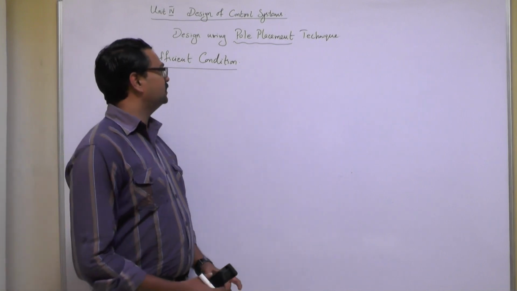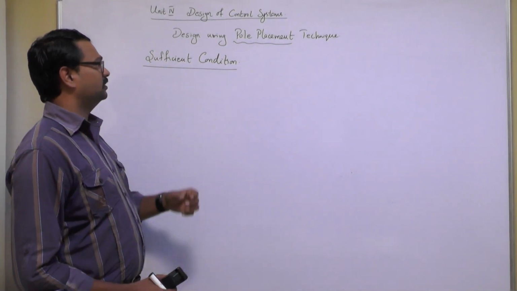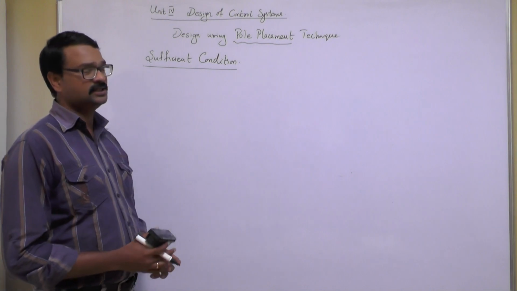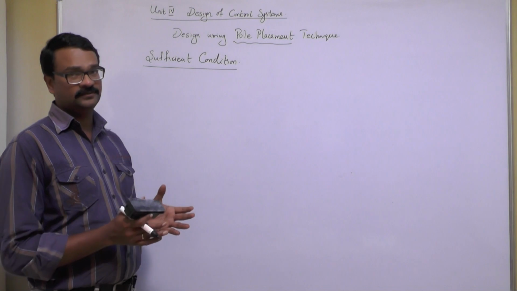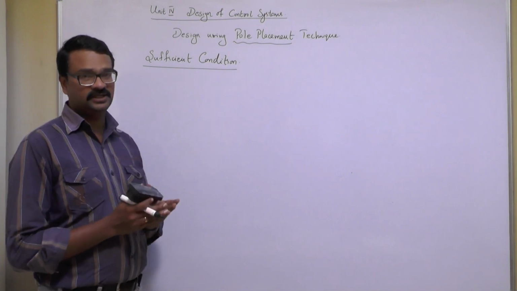So far we have discussed the necessary condition for design using the pole placement technique. And what is the necessary condition? The necessary condition states that we require the system to be completely state controllable.